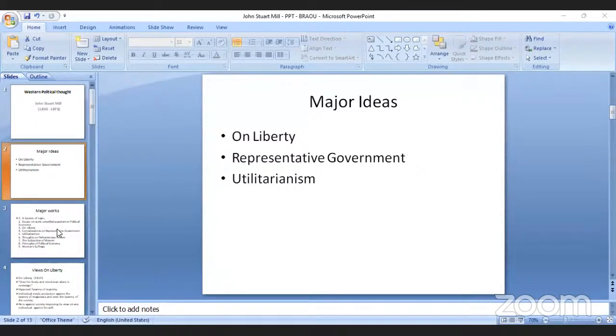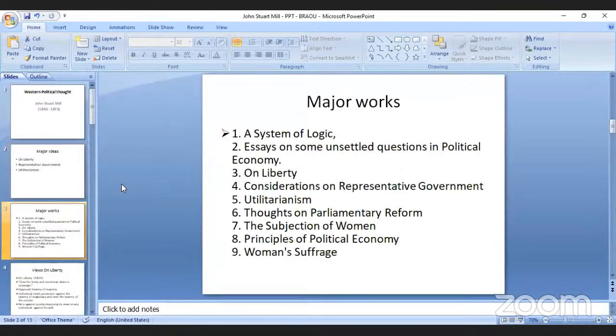So before going to these ideas, we will look at what are the major works in Western political thought. See, there are around 9 major books by J.S. Mill. So one is the system of logic, and second one is the essay on some unsettled questions in political economy, and third one is on liberty. Fourth one is considerations on representative government. Fifth one utilitarianism.